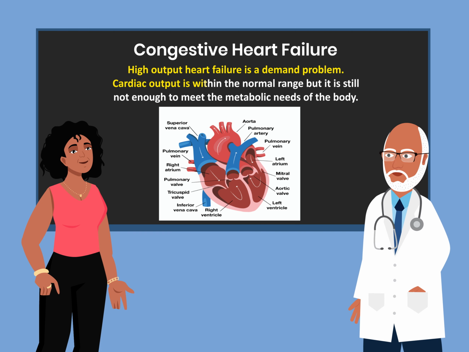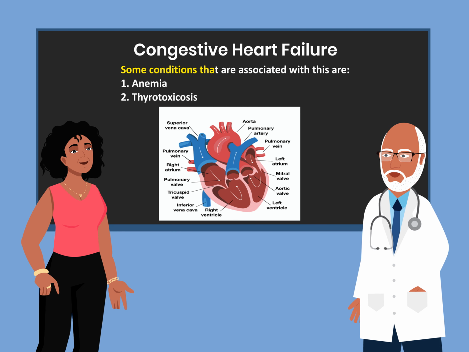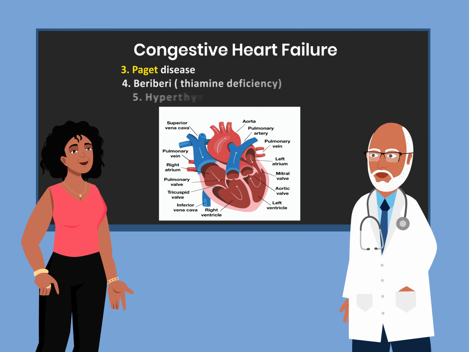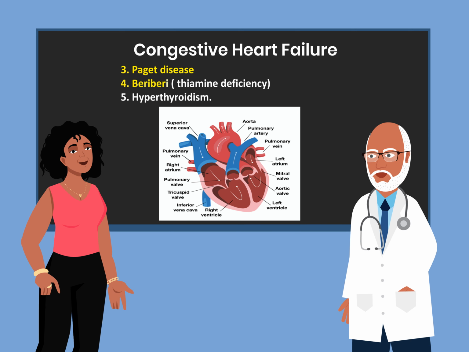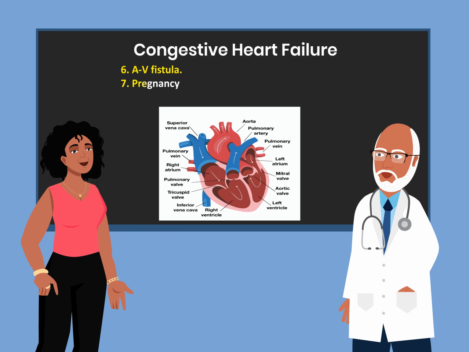Cardiac output is within the normal range, but it is still not enough to meet the metabolic needs of the body. Some conditions that are associated with this are anemia, thyrotoxicosis, Paget's disease, beriberi, which is thiamine deficiency, hyperthyroidism, AV fistula, and pregnancy.